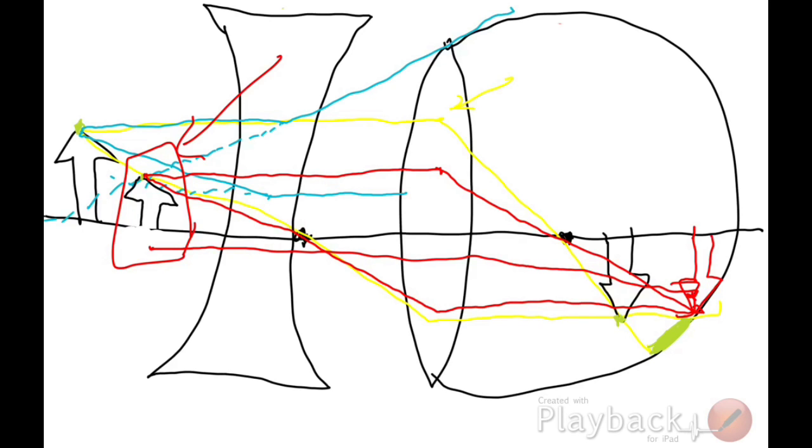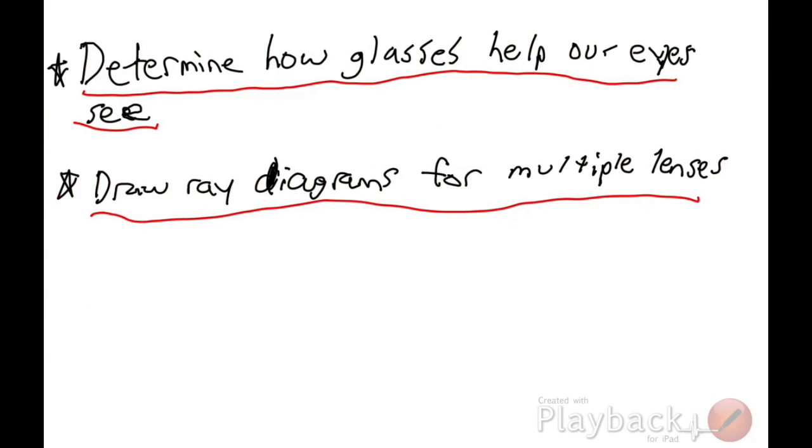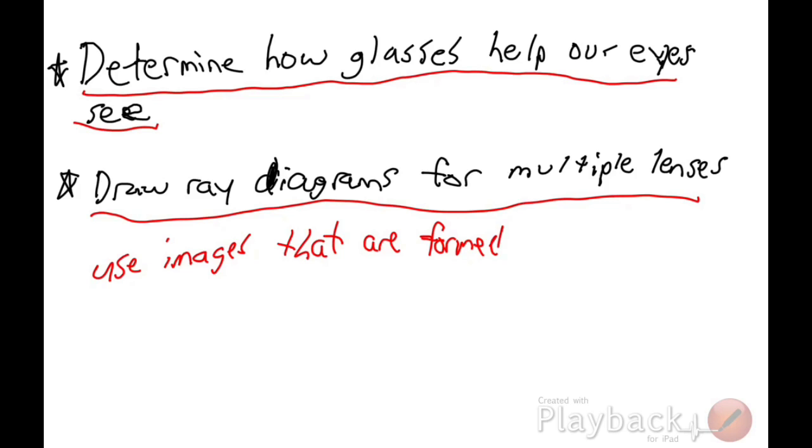So what does this mean? What are some applications of this? Well, we can use the concept of optics. We can use images that are formed to form new images. Kind of neat how optics works that way.